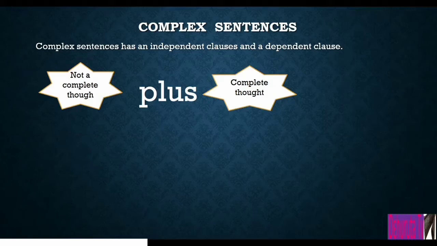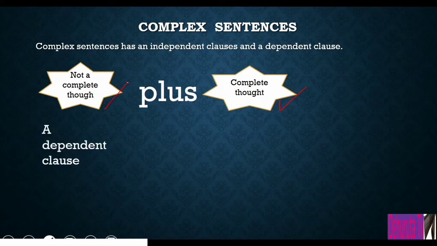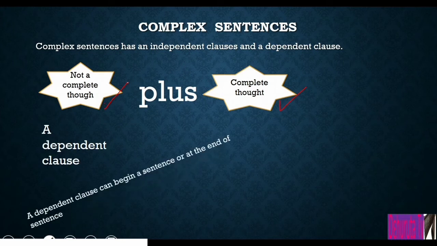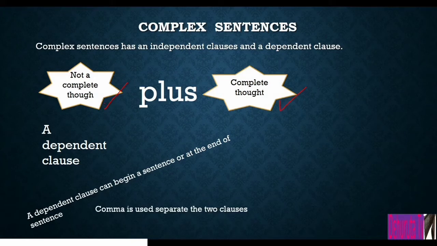So what do you think will be the complete thought? Great. The independent clause will be the complete thought, and the dependent clause will not be the complete thought. A dependent clause can begin a sentence or come at the end of a sentence. A comma is used to separate the two clauses.